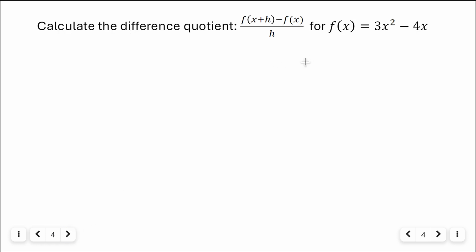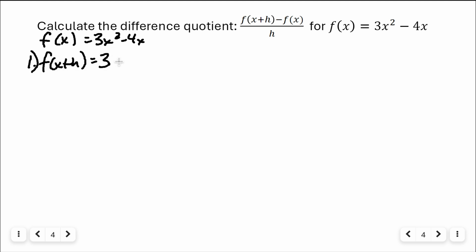All right, let's try one that's a little more complicated. So now we'll do the same thing, but f of x is 3x squared minus 4x. So step one, we're going to find f of x plus h. Now remember, here's my f of x. It's 3x squared minus 4x. Now I'm going to replace all my x's with x plus h's.